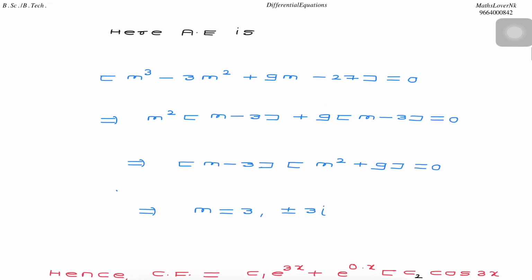So PI is equal to cos 3x as it is, upon the function of D in the denominator, and the factors are D square plus 9 and D minus 3.